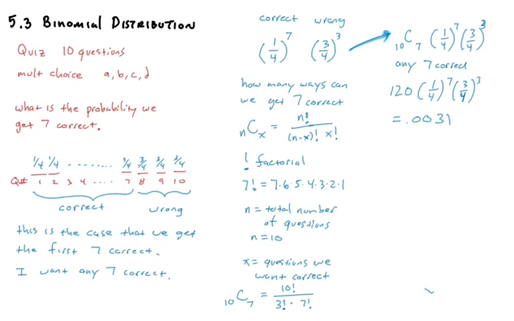Now this is great. We decided we're just going to go ahead and guess on this quiz here. But in reality, we don't really just want 7 questions. I'll be happy if I get 8 questions or 9 questions or even 10 questions correct. So the real thing we want to ask here is the probability that we get at least 7 correct.